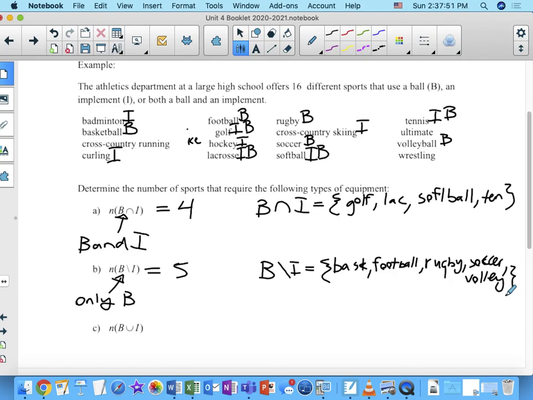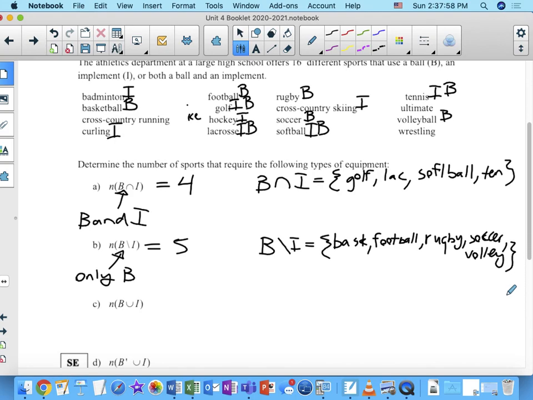Okay? Number of elements in B union I. So B union I is B or I, or it could be both. So anything that's been labeled, basically. That's going to be a lot. So 1, 2, 3, 4, 5, 6, 7, 8, 9, 10, 11, 12, 13. Right? 13. So do I want to write this out? Yes, let's go for it.